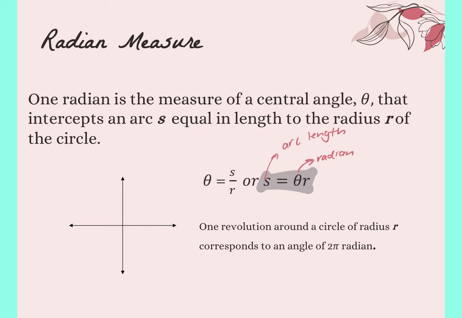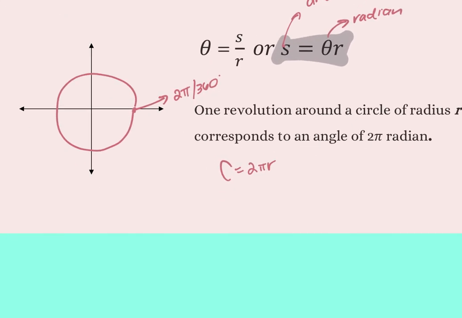So it says 1 revolution around a circle of radius r corresponds to the angle of 2 pi radians. So if I go all the way around my circle, this whole arc length is 2 pi, which is the same as 360 degrees. If you think about a full circle, the circumference would be 2 pi r, right? You remember circumference, 2 pi r. If my radius is 1, then my full circumference is 2 pi. So all the way around one full circle, the measurement is 2 pi.